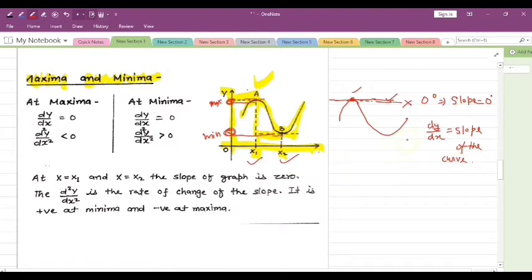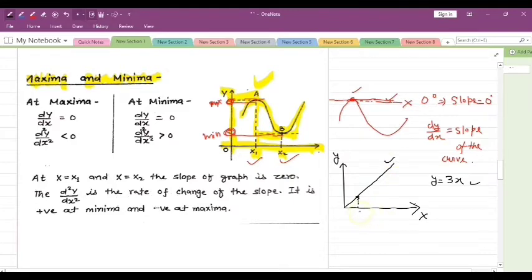Here we will understand why this is called the slope of the curve. Suppose this is your x-axis and this one is your y-axis, and suppose we have a graph like this one, a straight line. Let me say that this is the graph of y equal to 3x, a straight line. Then how will you plot this graph? It will be plotted like this one.